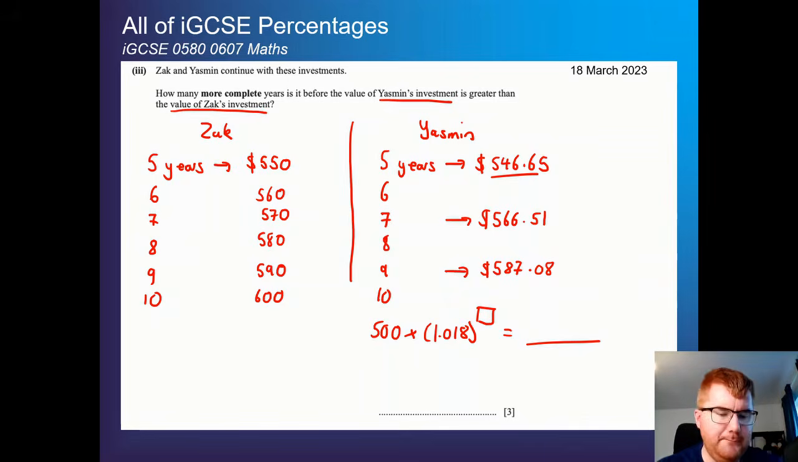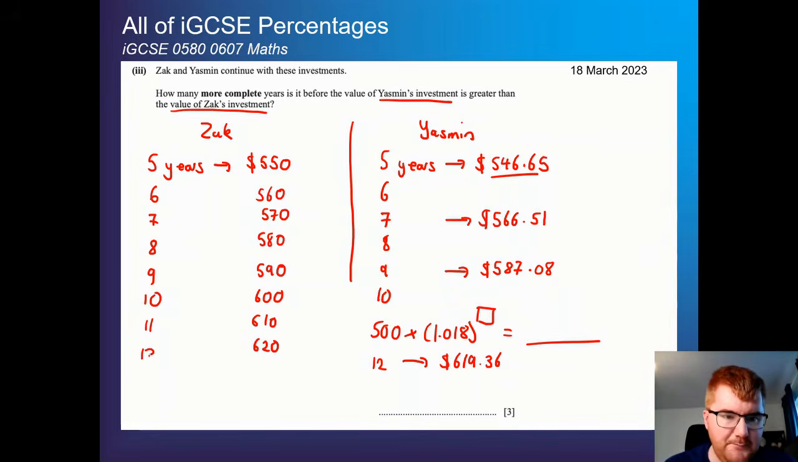We can try then to the power of, say, 12. So for 12 years, I'll pop this down here, that's 619.36, which I think is just a little bit less of what we need. So it's probably going to be the next year, so it's going to be 13. So this is 630.